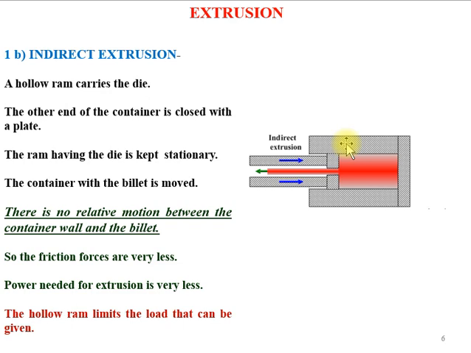Right? So, in the first case, the material needs to overcome all the frictional effects on the container walls, and finally it flows through the die opening. However, in indirect extrusion, there is no relative flow between these container walls. So the only portion where the friction is critical is at the opening in the ram. So the force requirement in indirect extrusion is relatively on the lower side. The power requirement will be on the lower side, and the frictional effects will be on the lower side in the case of indirect extrusion.